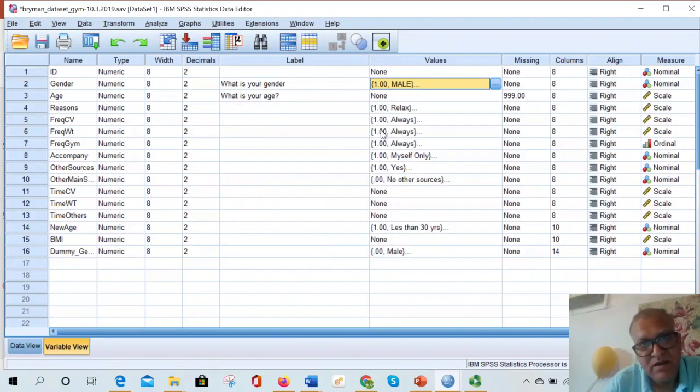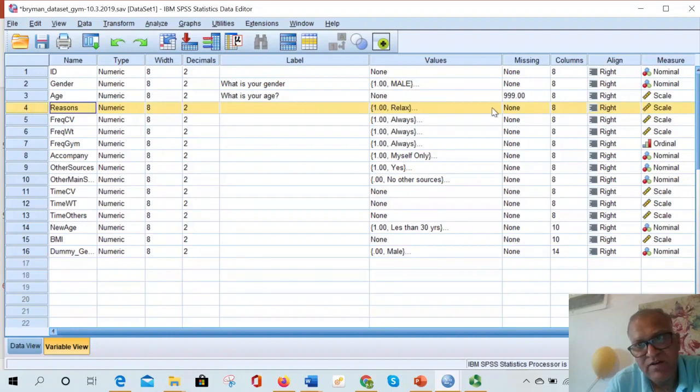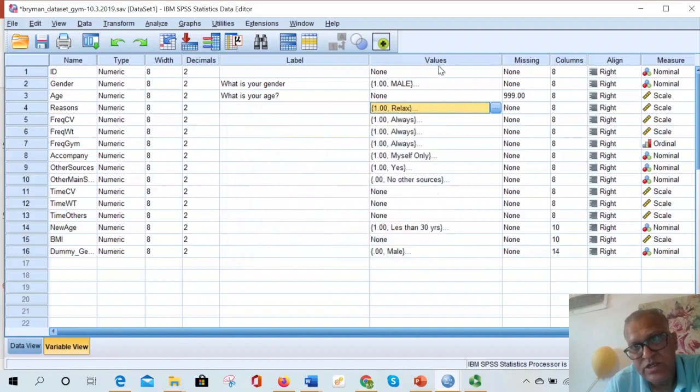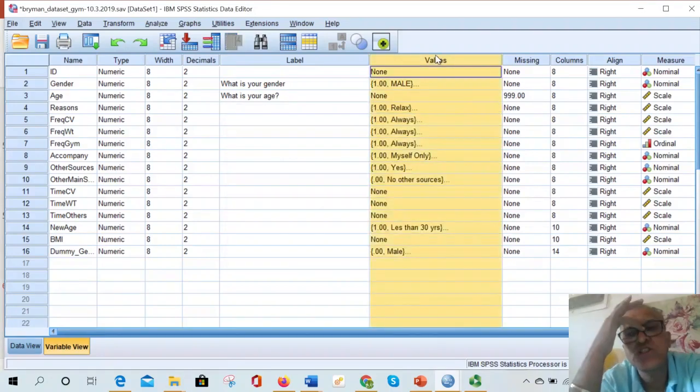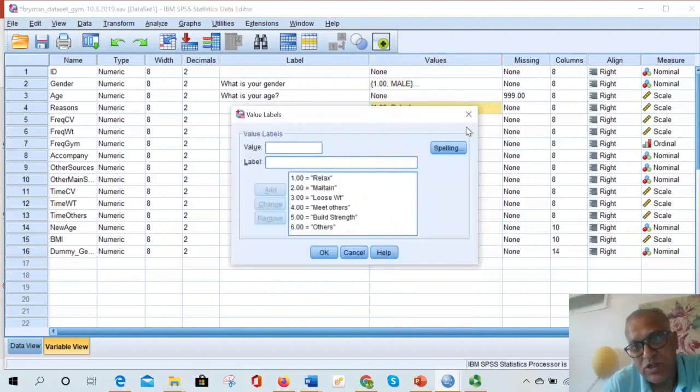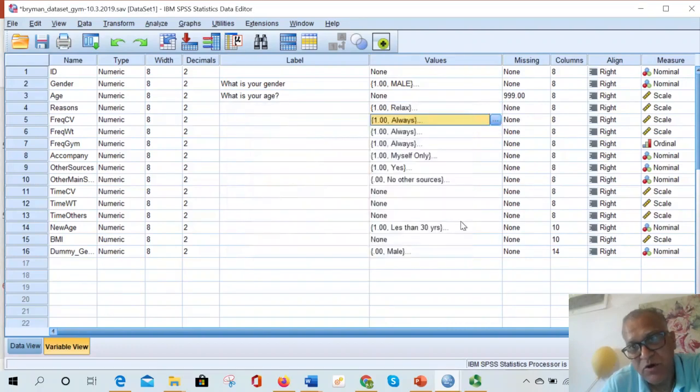Similarly, for the reasons why they go to the gym, you click on this under values and then put, for example, 1 for relaxation, 2 for maintaining. You put each reason and then you click OK. So you do this for all the values, because each question has alternatives. So you tell the software what those alternatives were, 1, 2, 3, 4, or strongly agree, or always, neutral. This is important to tell. Also, if there is a missing value, you can declare the missing value here.